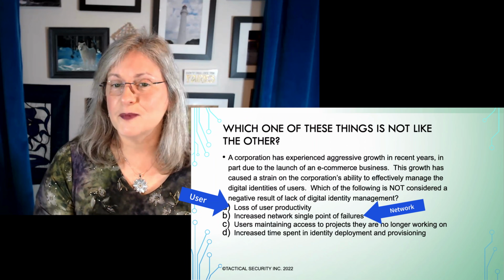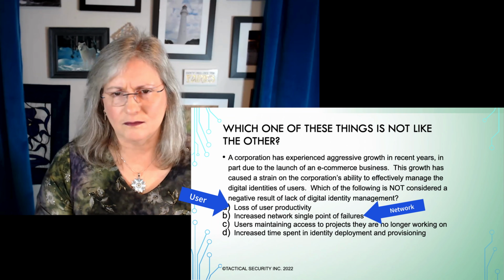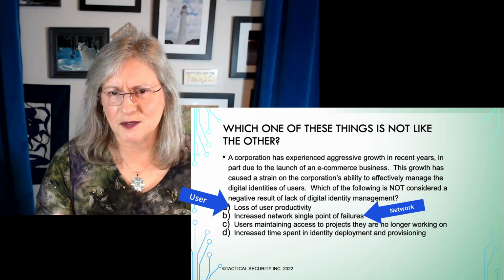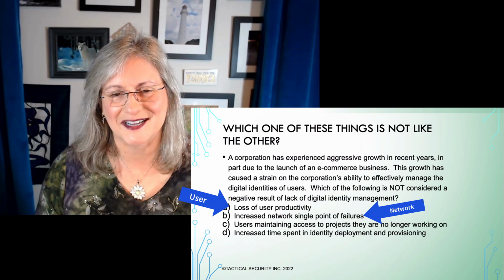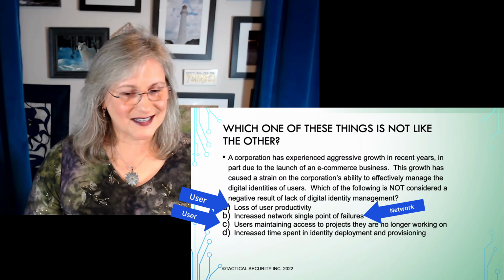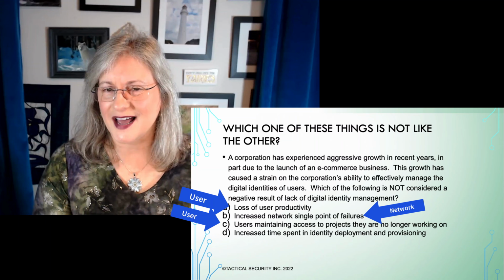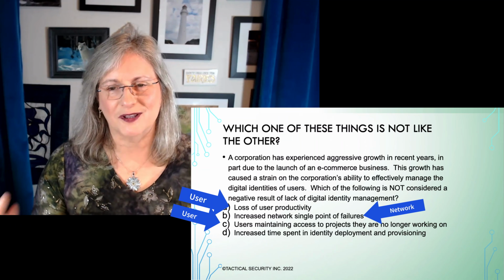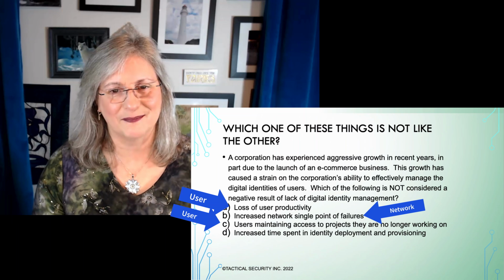C, users maintaining access to projects they are no longer working on. Easy for me to say. So we're back to users having access, talking about the projects that they're working on. Kind of like A. A was a lack of productivity. C, we're talking about the users having too much access. Happens all the time, doesn't it?